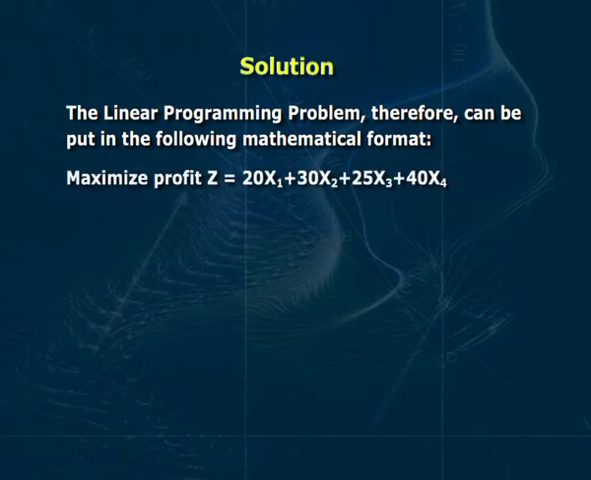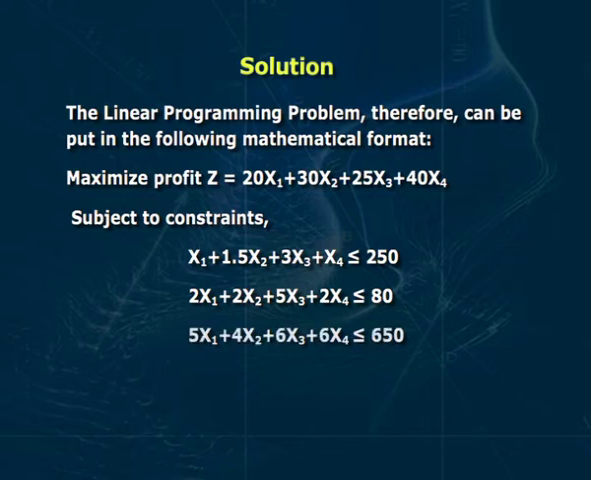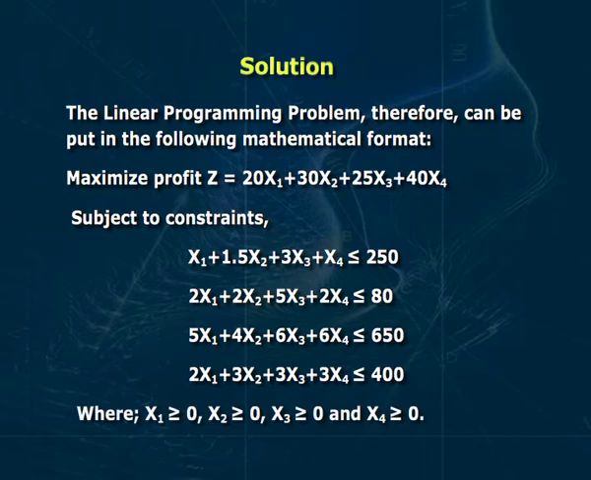Maximize profit Z equal to 20x1 plus 30x2 plus 25x3 plus 40x4 subject to constraints: x1 plus 1.5 x2 plus 3x3 plus x4 less than or equal to 250, 2x1 plus 2x2 plus 5x3 plus 2x4 less than or equal to 80, 5x1 plus 4x2 plus 6x3 plus 6x4 less than or equal to 650, and 2x1 plus 3x2 plus 3x3 plus 3x4 less than or equal to 400, where x1 greater than or equal to 0, x2 greater than or equal to 0, x3 greater than or equal to 0, and x4 greater than or equal to 0.